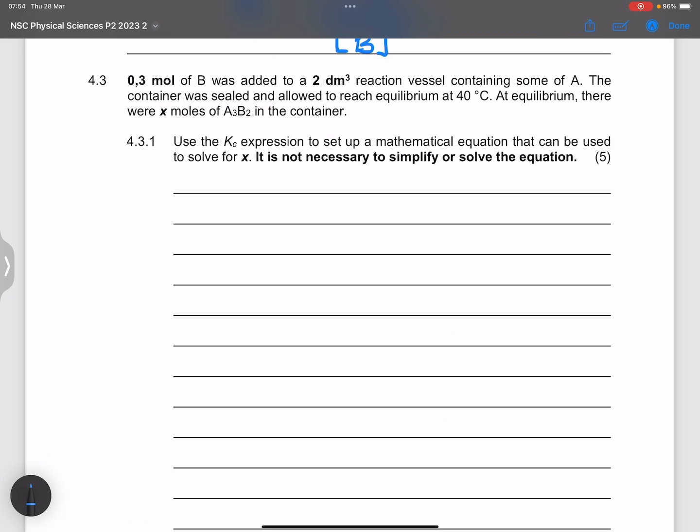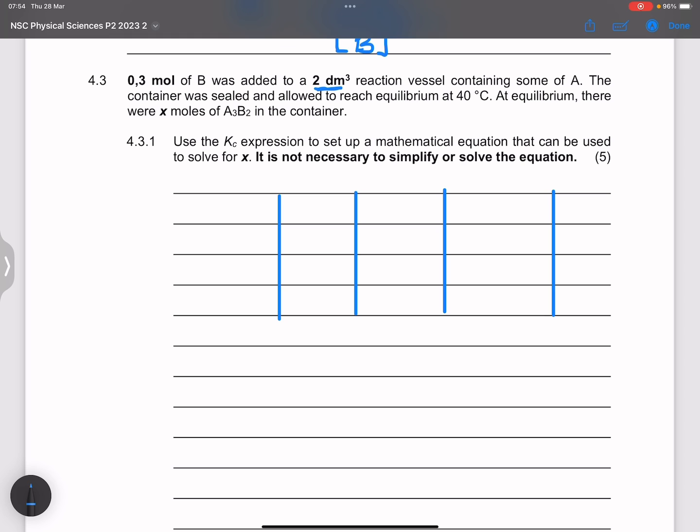Now they say to us 0.3 moles of B was added to 2 cubic decimeters. Okay, that's very important. A reaction vessel containing some of A. The container was sealed and allowed to reach equilibrium at 40 degrees. At equilibrium, there were X moles of A3B2. Use the expression to set up a mathematical equation that can be used to solve for X. Now remember, we're going to use our table here. So I'm going to just quickly set up that table.